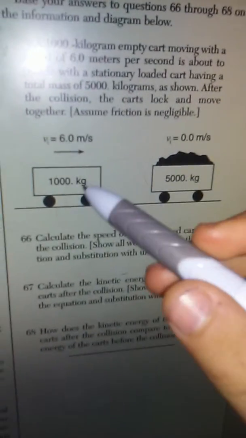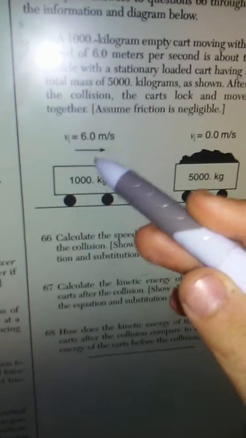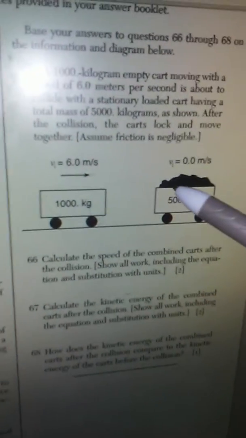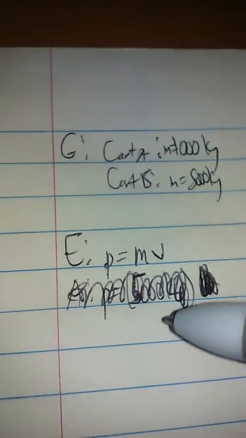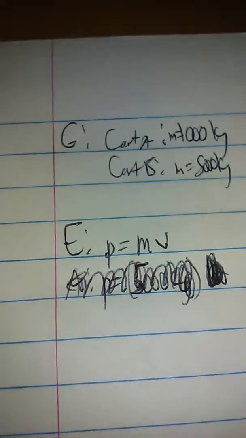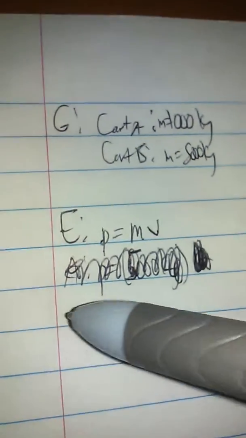So first, let's do the givens. This is cart A, and this one is cart B. Cart A has a mass of 1,000 kilograms and a velocity of 6 meters per second. Cart B has a mass of 5,000 kilograms and 0 meters per second. So this is the equation: momentum equals mass times velocity. We're going to do them individually first.